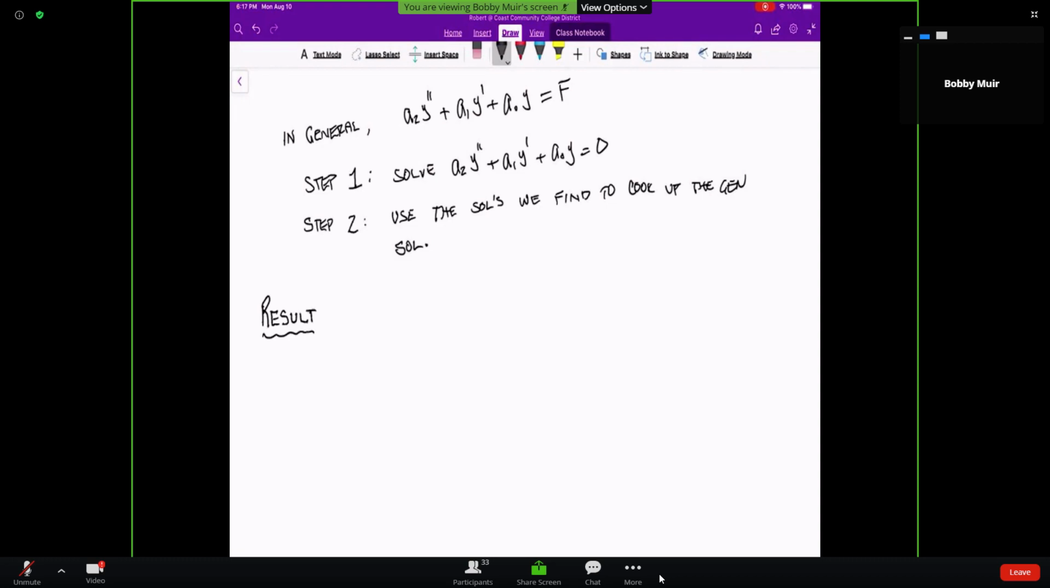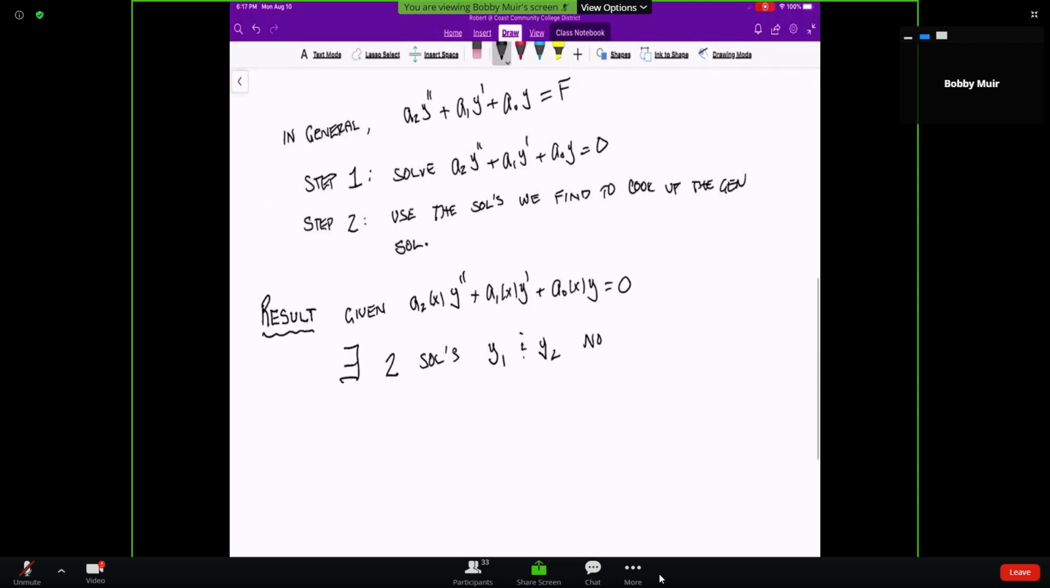Okay, so the result is that if you're given A2(x)y'' + A1(x)y' + A0(x)y = 0, there exist two solutions, y1 and y2, which are not multiples of each other. Now in Math 285, we say these two are linearly independent.